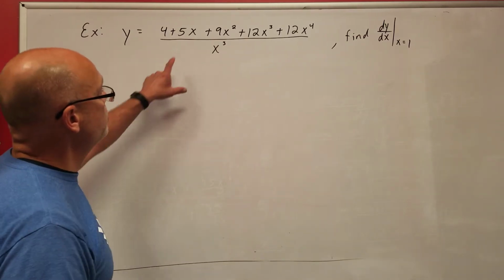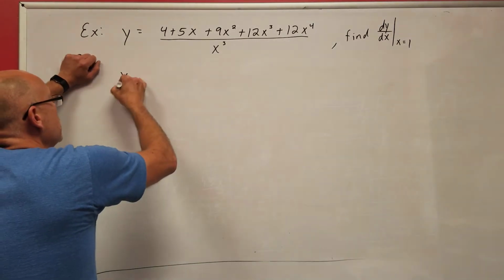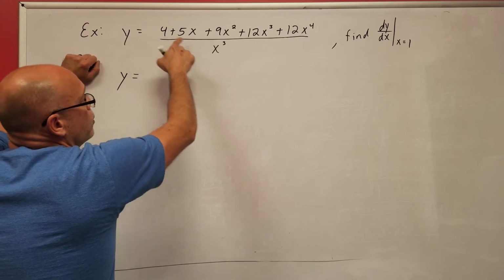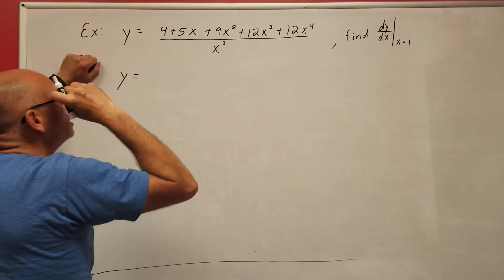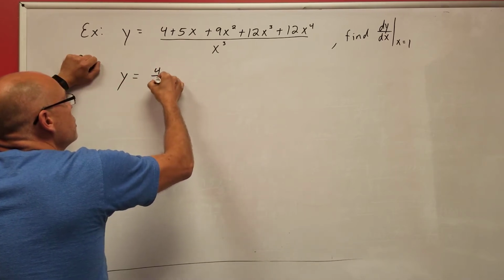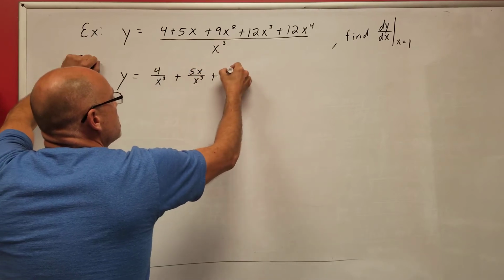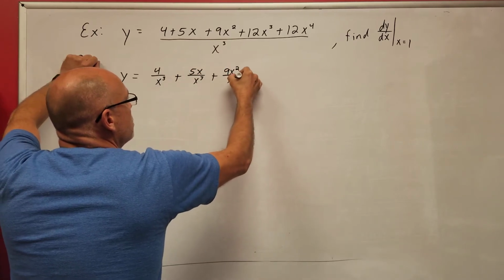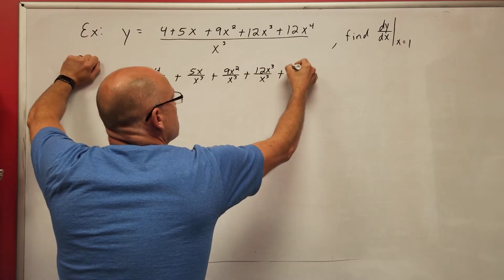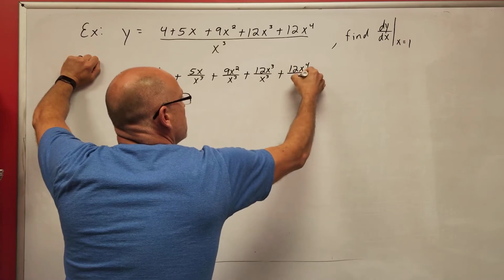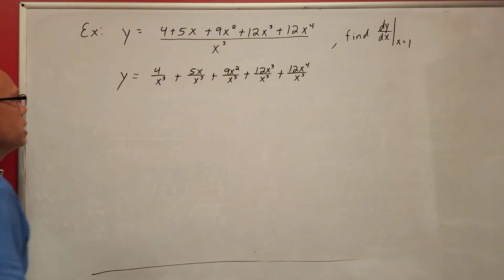Well, I'm going to try to simplify this first if I can. I'm not taking a derivative yet, so that's going to stay y. But I'm going to say 4 over x cubed, 5x over x cubed, 9x squared over x cubed, and so forth. So I'm going to write this as 4 over x cubed plus 5x over x cubed plus 9x squared over x cubed plus 12x cubed over x cubed plus 12x to the fourth over x cubed. Then I'm going to try to simplify because this makes it much easier for me.